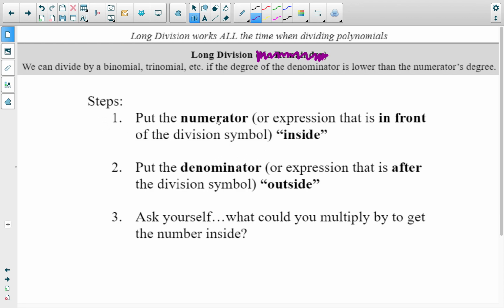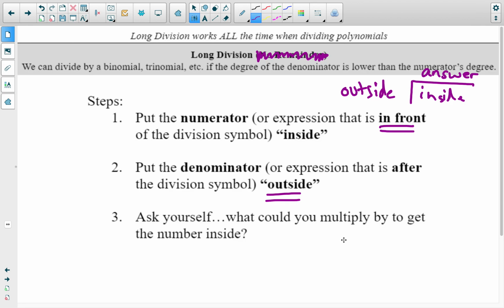So our steps, we're going to put the numerator or the expression that is in front of the division symbol, we're going to put that inside. And what I mean by that is when I'm talking about that little division bar, right? So this is inside, this is outside, and then as you're going through the process, your answer is going to show up here, right? The division process. And you'll put the denominator or the expression that comes after the division symbol, you're going to put that outside.